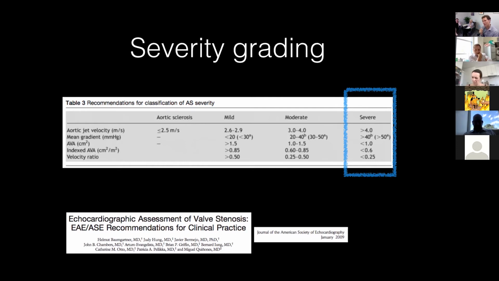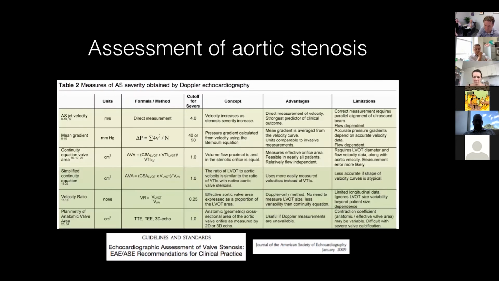And you'd be expected to know the same things for aortic regurg, mitral stenosis, mitral regurg. And we'll go through those another time.